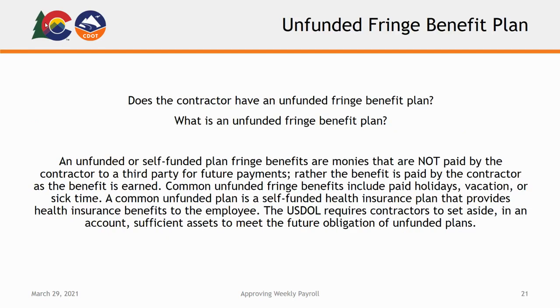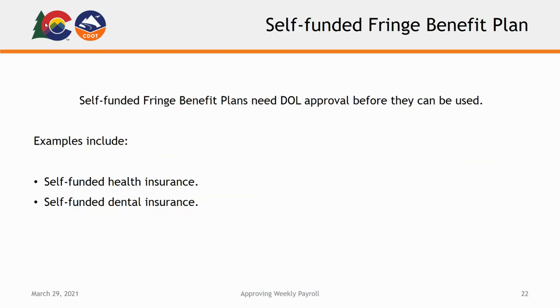Section D will list information if the contractor has an unfunded or self-funded benefit plan. If this section is filled out, make sure a copy of the US DOL approval letter has been uploaded into eDocuments. Make sure the contractor uploaded the DOL approval before applying deductions on certified payroll for employees.